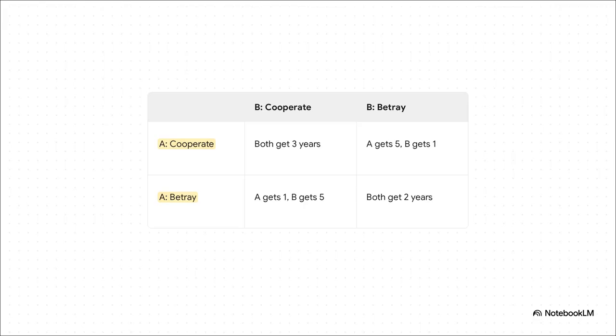So just look at the trap here from player A's perspective. Let's say player B cooperates. Well, your best move is to betray them. You get 1 year instead of 3. Now, what if player B betrays you? Well, your best move is still to betray them. You get 2 years instead of 5. No matter what they do, betrayal is your dominant strategy. And since player B is thinking the exact same way, you both betray. And you both end up worse off than if you just trusted each other.